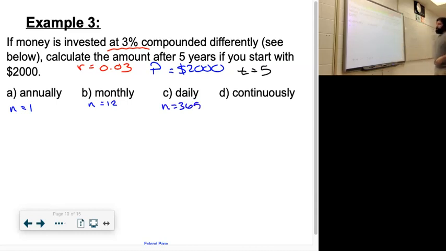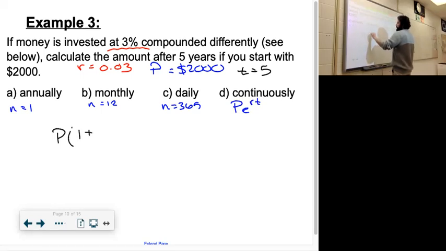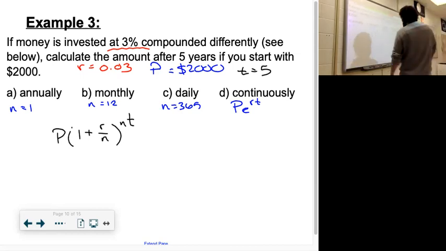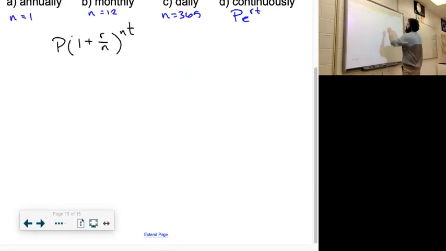And continuously, we're working with this function: P times e to the RT power. For the others, we're going to work under this scenario, right? So your output is going to equal principal times 1 plus R over N, to the NT power. So it is a formula. You're going to use this formula for the first 3, and then you're going to use the P times e to the RT formula for that last one. So let's take a look at what happens here.